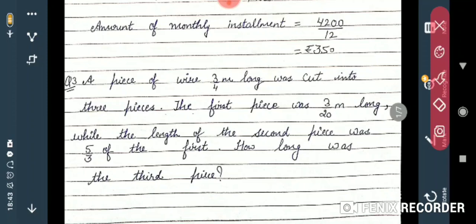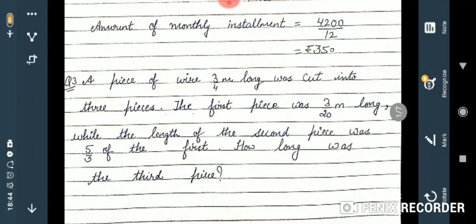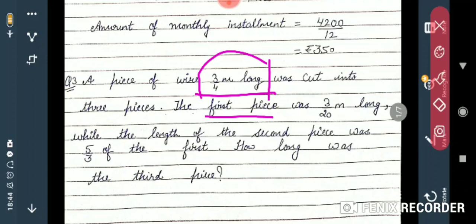Now the next question is, a piece of wire 3/4 meter long was cut into 3 pieces. So what is the length of the wire? 3/4 meter. The total length of the wire is 3/4 meter. The first piece was 3/20 meter. So just see in the question, the total length of wire is given, 3/4 meter. In how many pieces is the wire cut? 3 pieces. So first piece, second piece, and third piece.